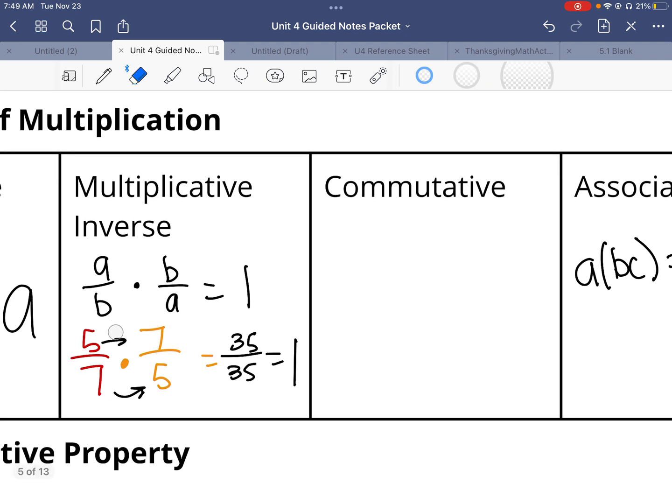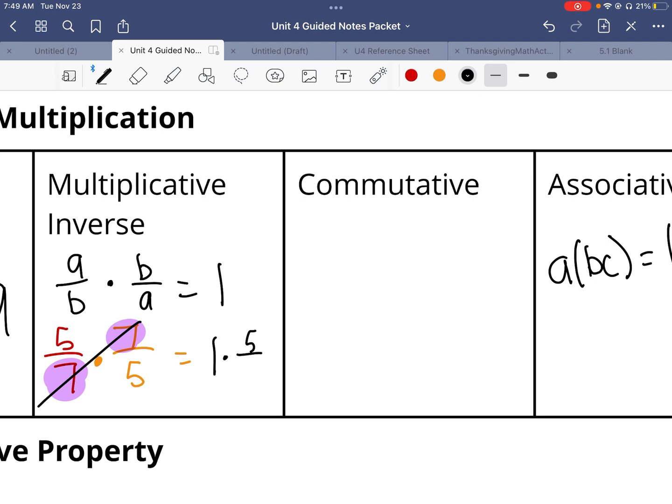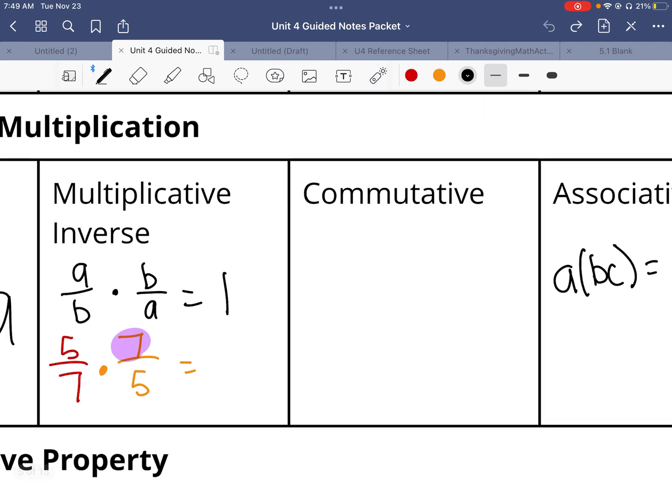Another way you can think about this is that if you are going to multiply by 7 and divide by 7, what's going to happen? Well, they're going to cancel out because that's just 1. So you'd end up with 1 times 5 over 5. Same thing. You could also do it the other way. You could say, well, we're multiplying by 5 and dividing by 5. So that's going to be 1, and you're going to be left with 7 over 7, which is also 1. 1 times 1 is 1. Okay, so hopefully that makes sense why some of these properties work.